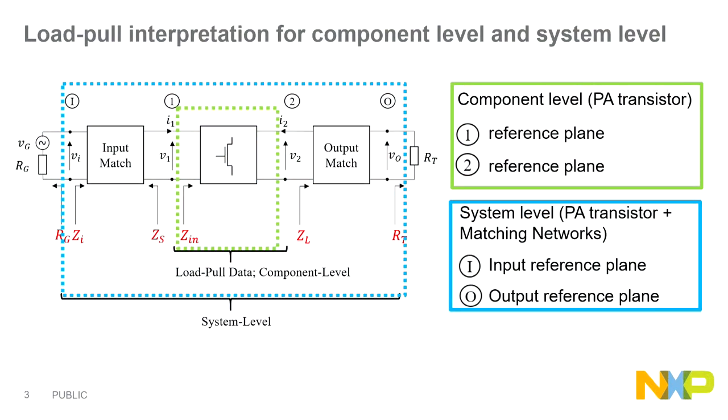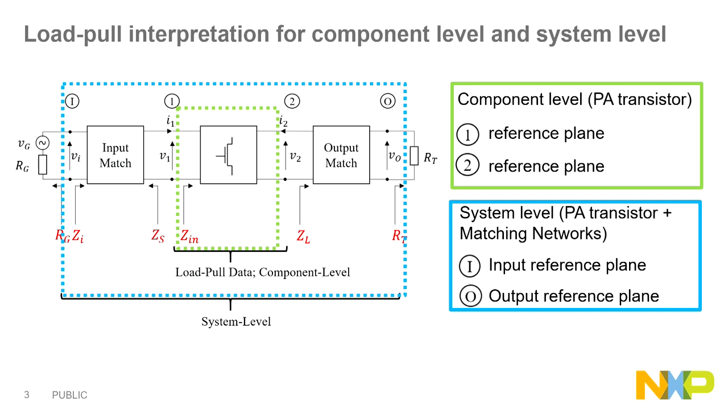So when we look at the load-pull from the component level and the system level point of view, that basically depends on where we are looking at the device in the system. When we look at the device at reference planes 1 and 2, it's the component level, typically the DUT, the device under test. And when we are designing a PA, we put in the input and output matching networks, we are going to the reference planes at the input and output.